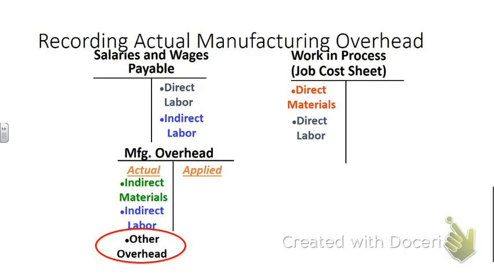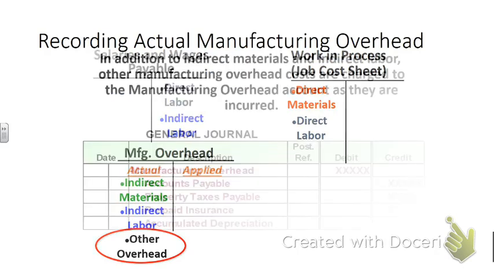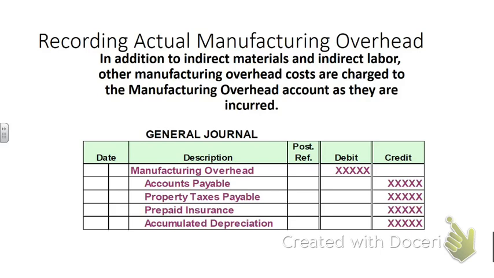And finally, then I'm going to put my other overhead. When I have my depreciation or my electric bill or whatever, I'm going to go ahead and place that into the actual. Okay? Those will be my expenses. So I may have a journal entry that looks something like this. Accounts payable, I don't know what that might be. Maybe my electric bill. Prepaid insurance is a good one. Accumulated depreciation, only for the depreciation for the equipment that's in the plant. Okay, property taxes payable, whatever. And that's all getting debited into my manufacturing overhead account.